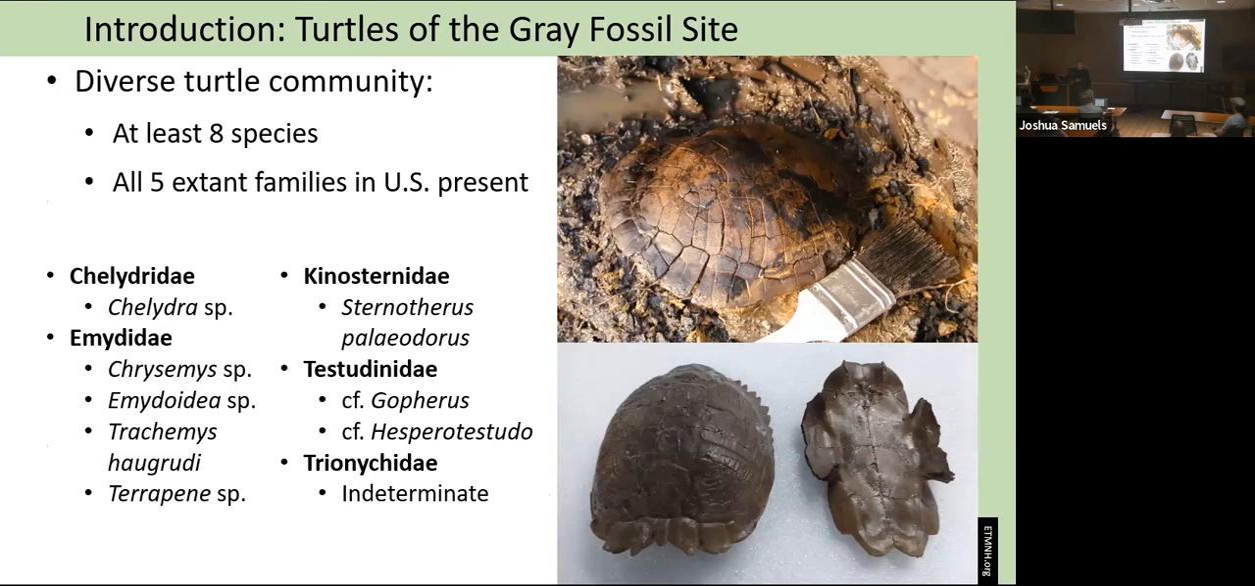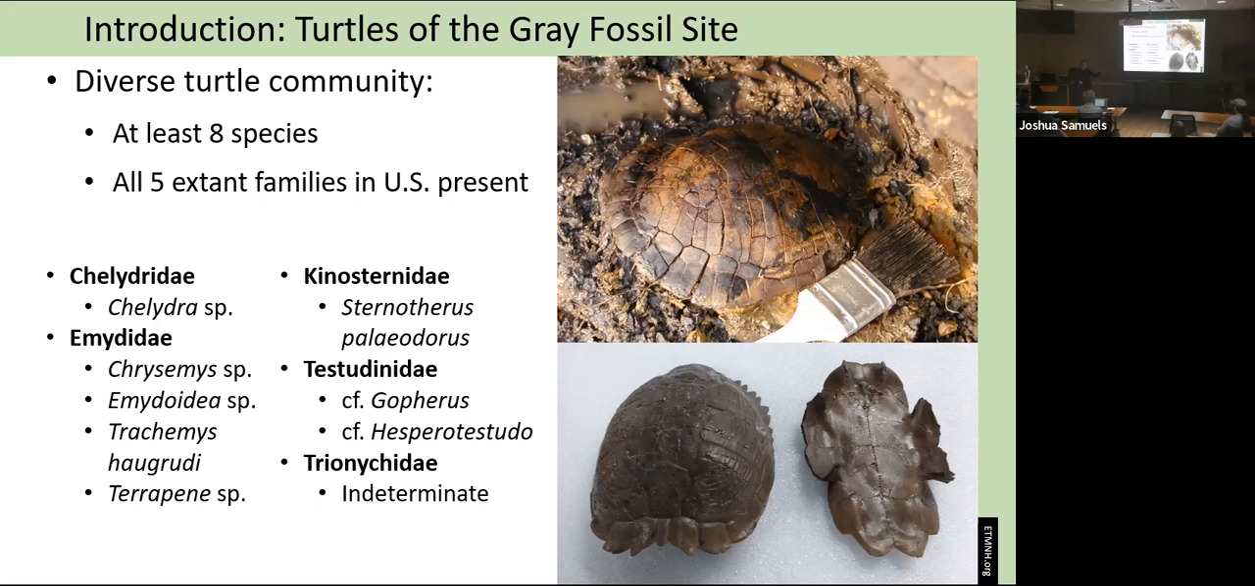And we did have all 5 of those modern families that are currently living in the US represented at the Gray Fossil Site. So we see some of the species that we would expect to find here in East Tennessee today, things like Chelydra, the snapping turtle, some pond turtles like Chrysemys and Trachemys, the painted turtle, slider turtle, box turtles, of course. And we also find some species that we don't expect to find here based on current distributions. Things like tortoises, gopher tortoises, those today live further to the south.